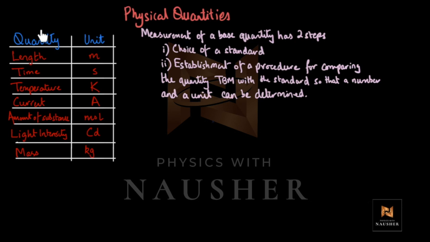ये आपकी base quantities हैं: length, time, temperature, current, amount of substance, light intensity, and mass. The reason why I'm speeding through this is because you've already done this in a lot of detail. I just want to go to the part which you haven't done.